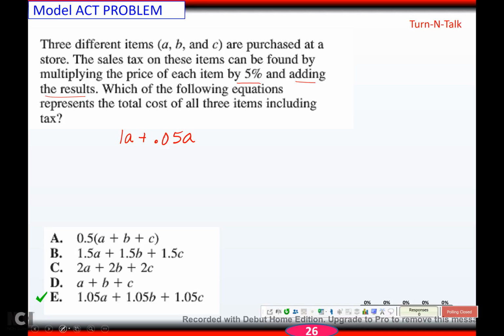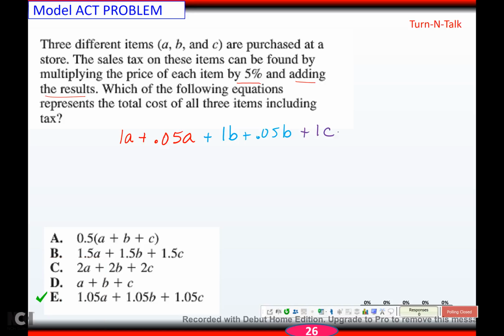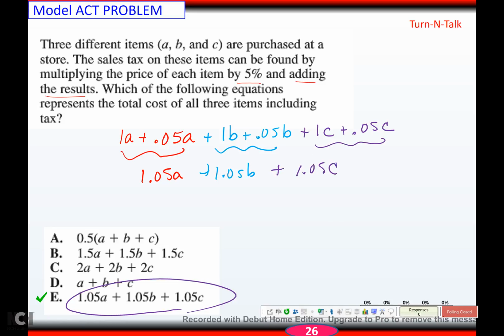So that would be the total price for your item A, and then you're going to buy all of B, so you have one whole B plus 5% of that B. And then you're going to do your C. I have all of C's price plus 5% of that price. Well, if you add all those up and combine like terms, there's 1.05A plus 1.05B plus 1.05C. Okay?